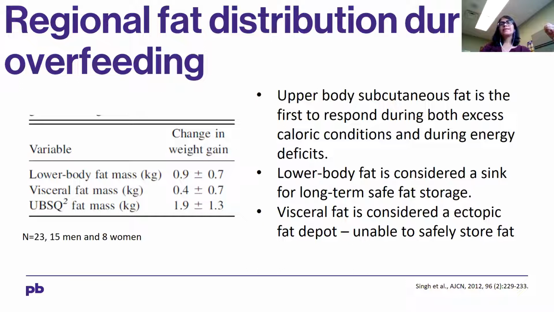Now, lower body fat is considered a sink for long-term fat storage, and it is considered a very safe place to store, because there are studies which have shown that if you store fat there, it's protected, right? The last, visceral fat, is considered to be an ectopic fat depot. And the most important thing to know about this fat depot is that it can have a spillover effect, and any fat being stored there is not really safe because the conditions there are not very conducive.